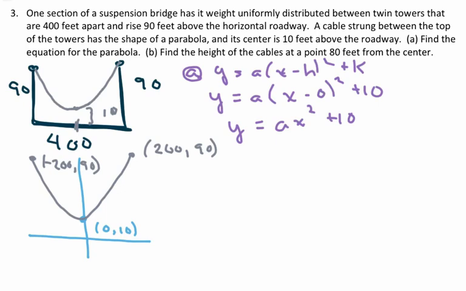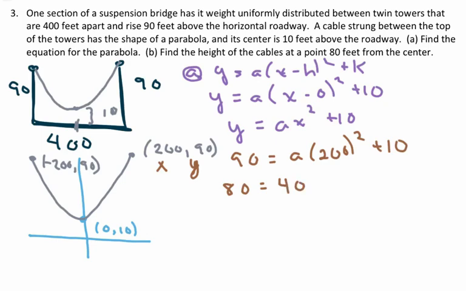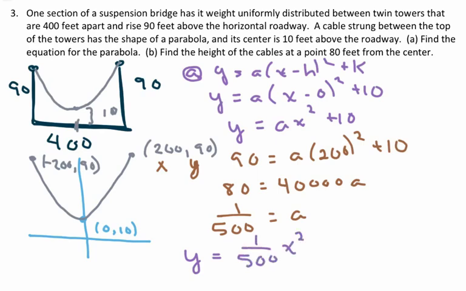But because they give us a point, this (200, 90), that's technically an x and a y. So we'll plug the 90 into the y and the 200 into the x, and we'll solve for a. So I'll first subtract the 10, so I'll get 80 equals, and I'll square the 200, and squaring the 200 should give me 40,000. So I have 40,000a. So if I want to solve for a, I'm going to divide, which makes it 1 over 500. So a ends up being 1 over 500. So my full equation will now say y equals 1 over 500 x squared plus 10.